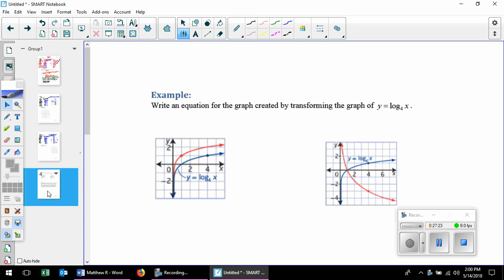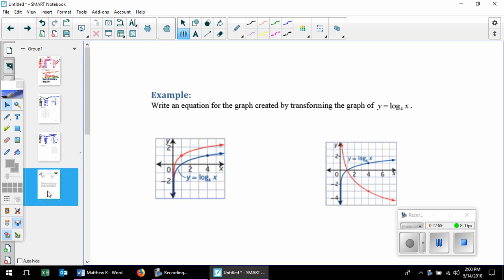So we have to write an equation for the graph that's transformed from log base 4 of x. So which one is log base 4 of x? I think it's labeled. It's the blue, right? The blue graph is log base 4 of x. You know that because at 4, you're at 1. Right? Okay, so what you need to know is these dots are transformed because it's kind of hard to see. So this point transforms to that point.